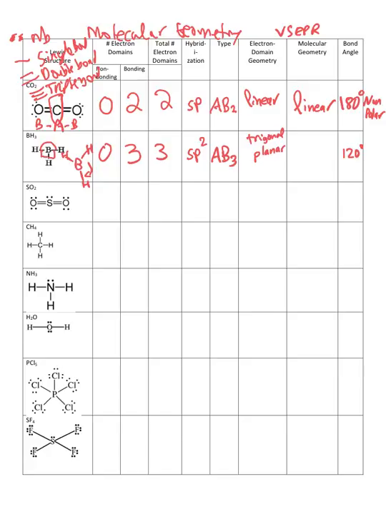There are 3 angles in there, and those 3 angles are all identical, all 120 degrees. So the electron domain geometry in BH3 is trigonal planar. The molecular geometry is also trigonal planar. Those 2 will be the same if there are no non-bonding pairs of electrons on the central atom, and that's the case here.